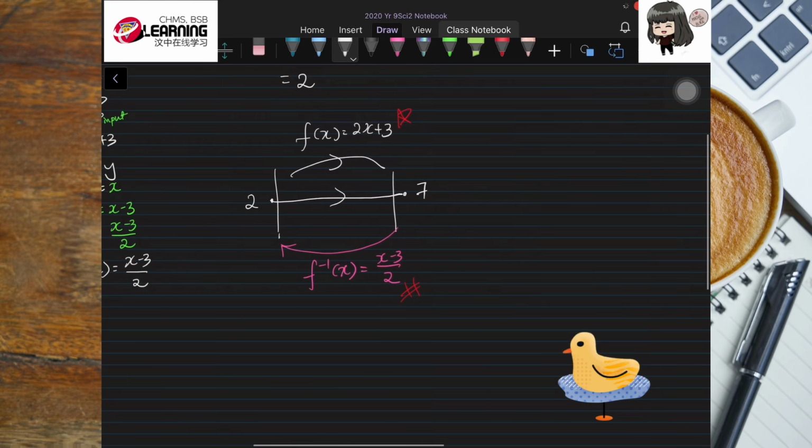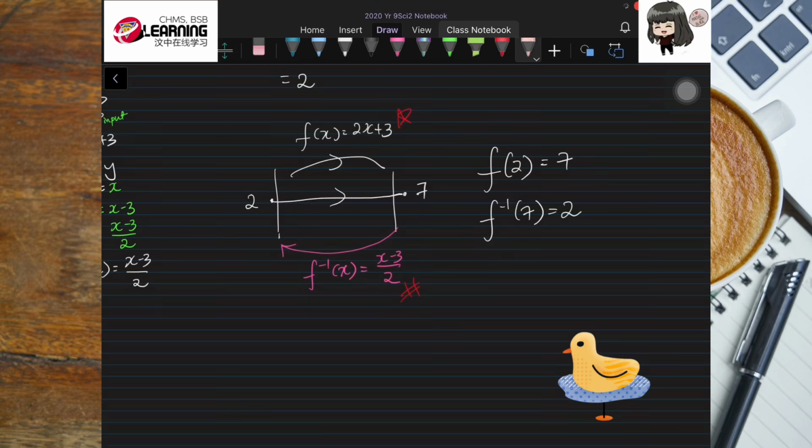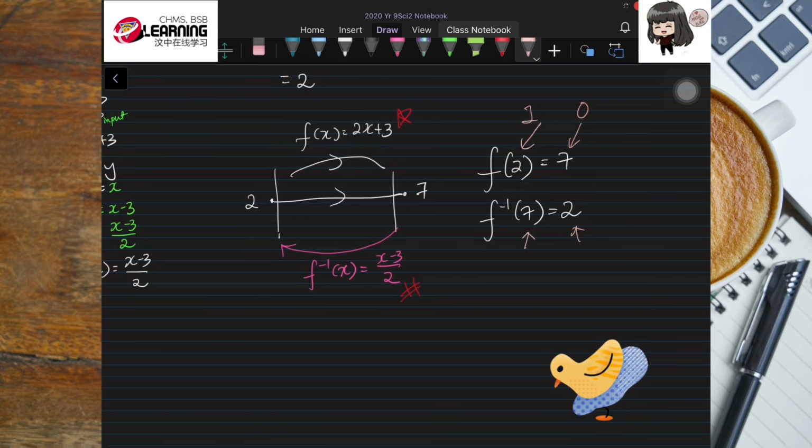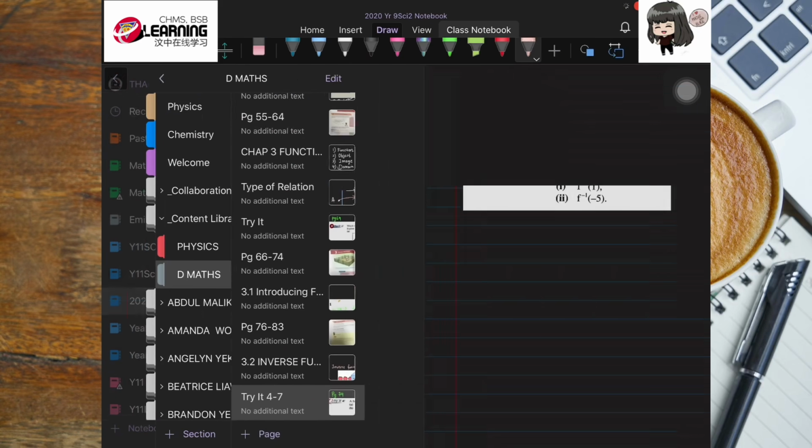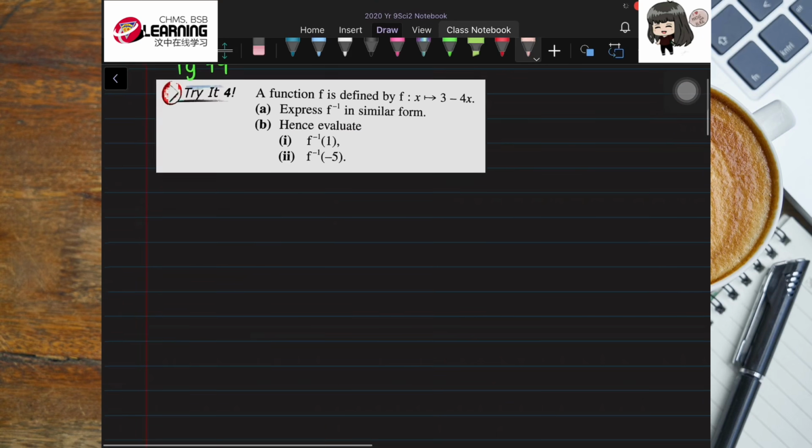If we have f of 2 equals 7, am I right? So f inverse of 7 will be equal to 2. Your input here is 2, your output is 7, right? Input, output. And if you sub in your inverse, your output becomes your input now. All right, so now we go and try it to make you understand more.